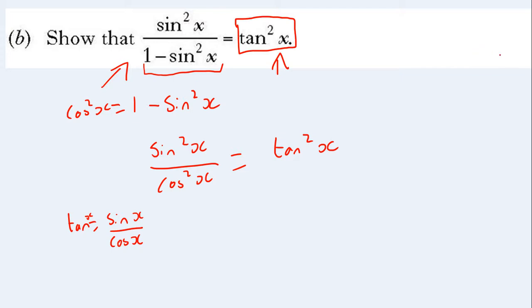Okay, and so for this 2-mark question, we're going to get 1 mark for writing this out here and then using it, and then we're going to get a second mark for writing that out and then again using it.